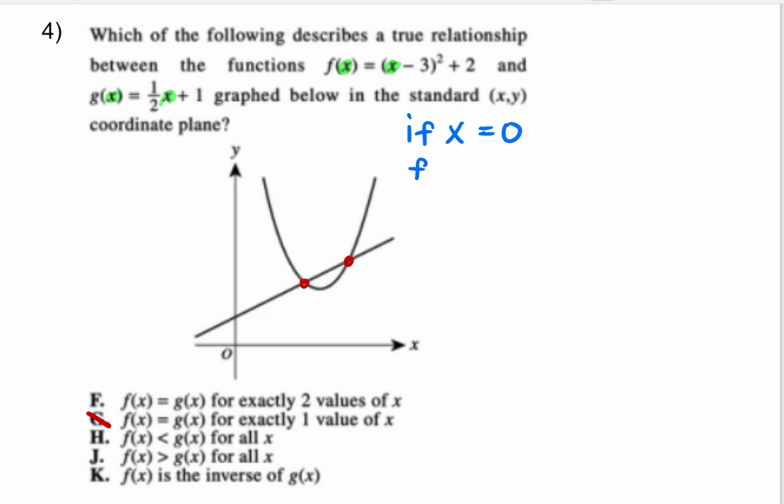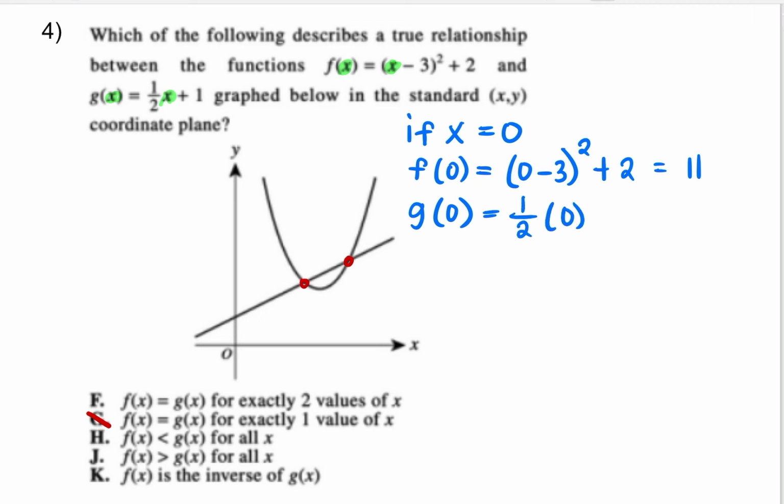So I'm going to write f of 0 equals, replacing that x with a 0, 0 minus 3 to the second power plus 2. That's 9 plus 2, which makes 11. And then I'll do the same thing with g of x, which is g of 0 equals 1/2 times 0 plus 1. So this cancels out because that's a 0, and this will give me a 1. Now, that could be possible for J.